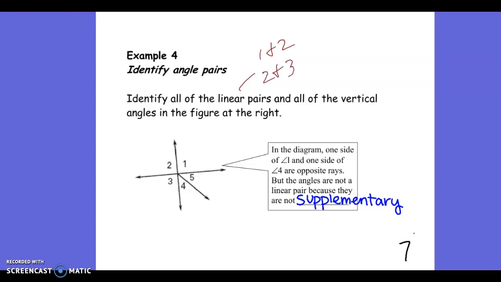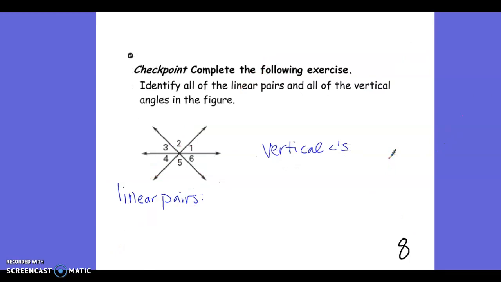Now, vertical angles, remember, they are created by intersecting lines. So if I look at these intersecting lines, I've got vertical angles at 1 and 3. But then the other way, 2 and, well, that's not a vertical angle because 4 and 5, those are different angles. So I only have one pair of vertical angles there. Now what I'm going to have you guys do is look at this diagram, and every diagram is going to be different. I want you to identify the linear pairs and the vertical angles. Press pause.